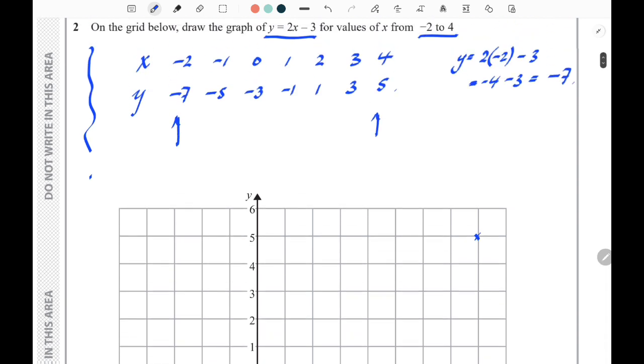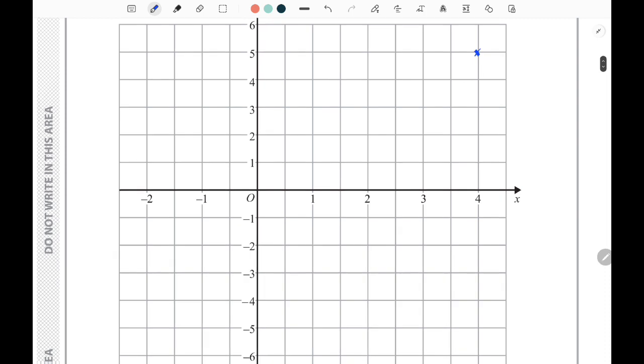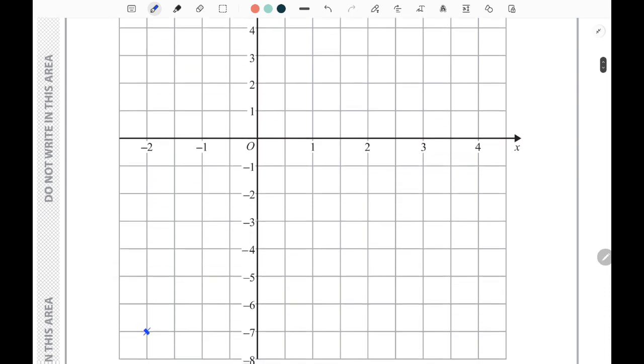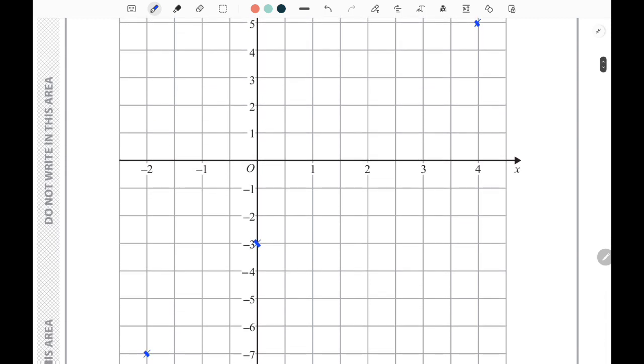And we know from the equation itself, if you remember, that the y-intercept is minus 3. So when x equals 0, y equals minus 3. So you literally could just plot 2 points minimum, possibly 3, and join those up. So let's go straight for that. I think that works.